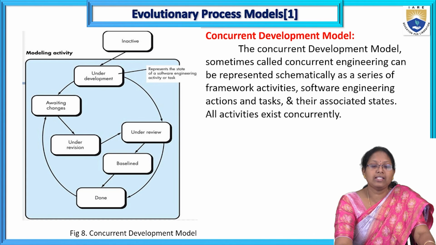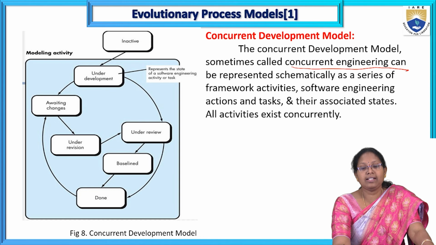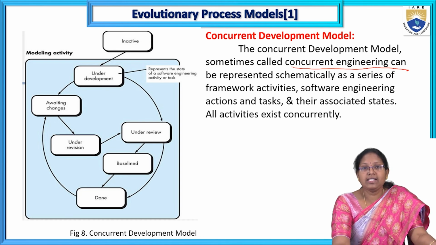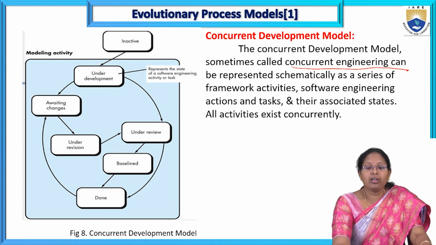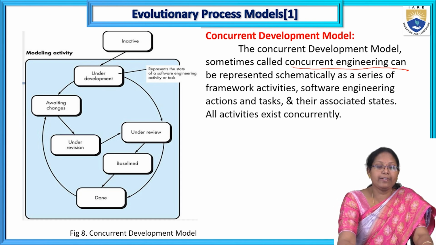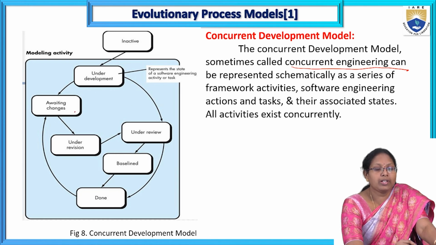The next process model is the concurrent development model. The concurrent development model, sometimes called the concurrent engineering model, contains a series of framework activities, software engineering actions and tasks and their associated states, and all activities exist concurrently. See, suppose it enters the active state under development. Then awaiting changes, then under revision, then under review, then baselined and done.